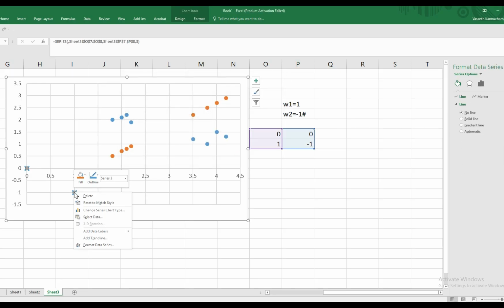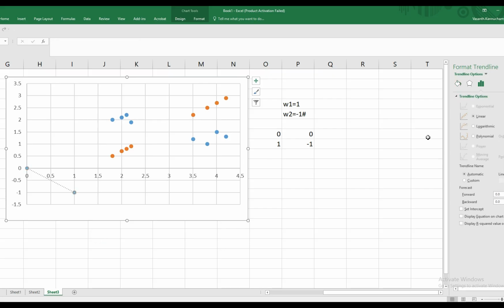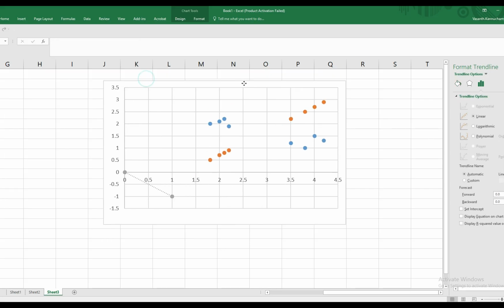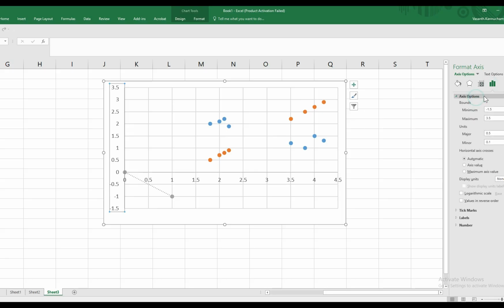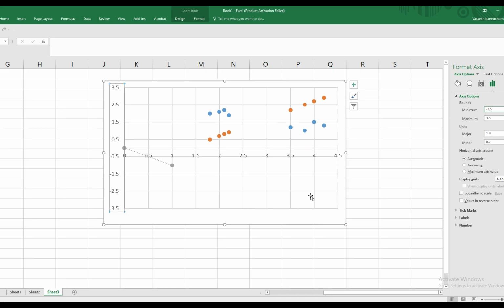So this is the trend line. So this is our vector w. Okay, since the scale is not the same, I can set it to minus 3.5, so that way this line will look right.